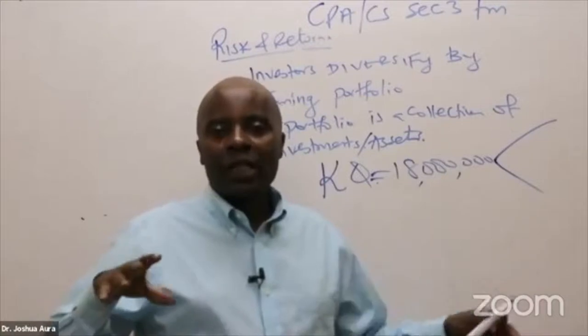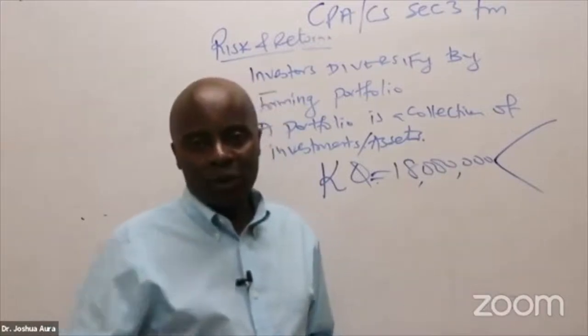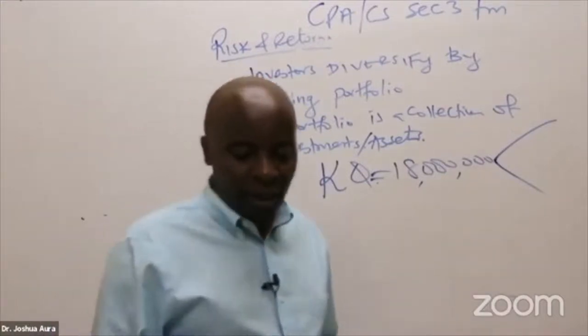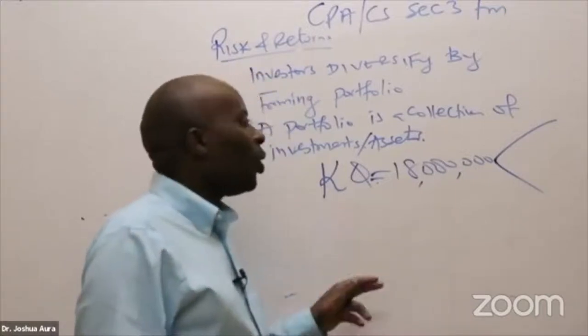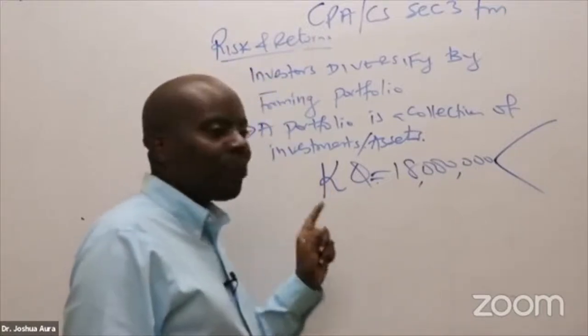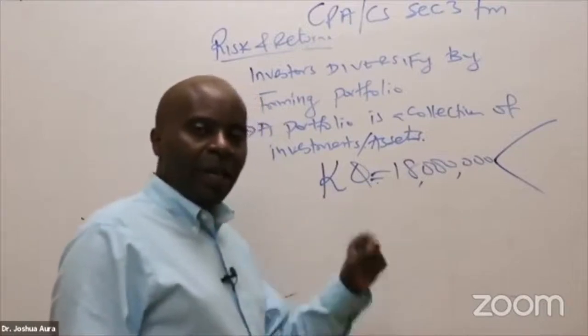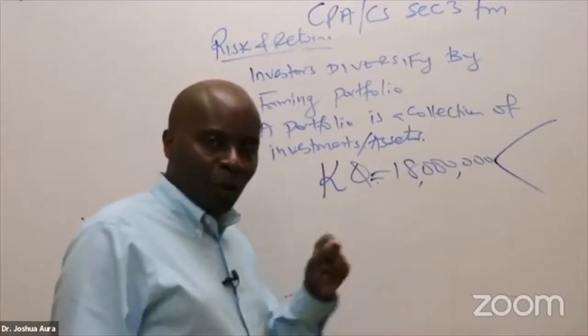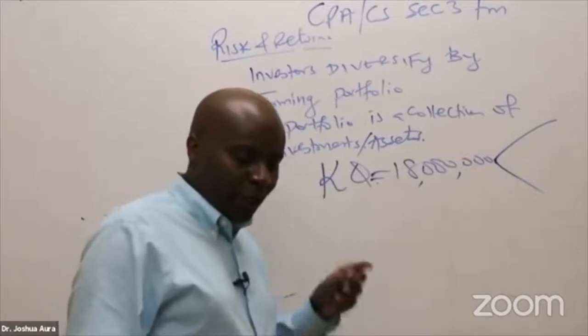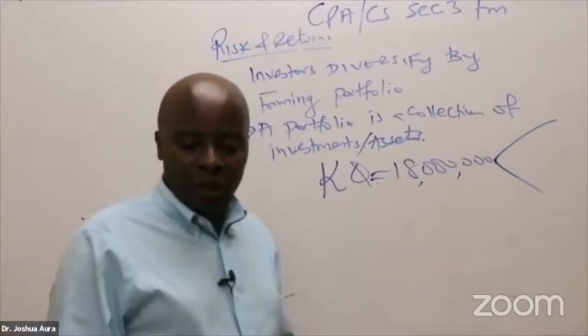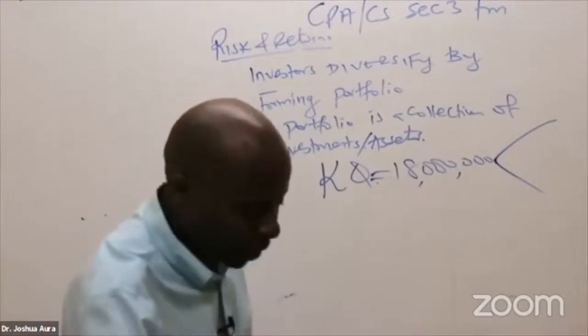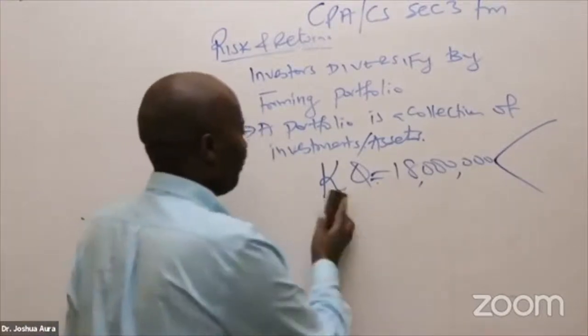If possible, assets in different industries. So people form portfolios to reduce risk. I hope you have taken that point down: that investors form portfolios with an objective of minimizing business risk.